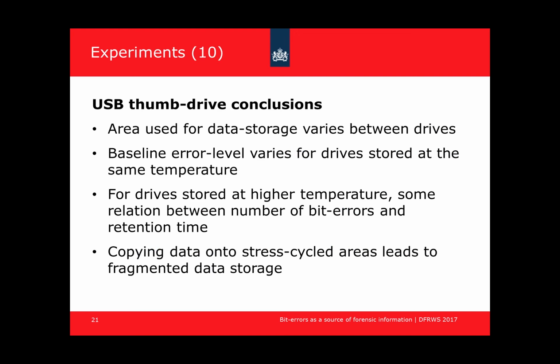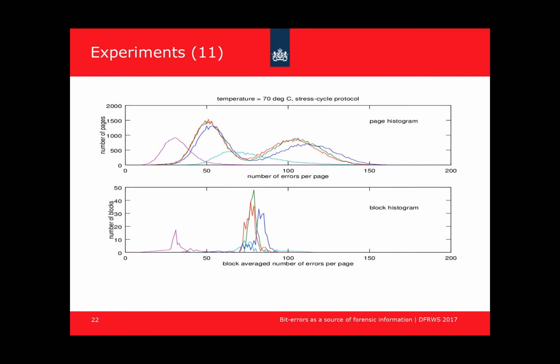So the conclusion is that there are large differences between USB sticks from the same batch, both for the area of data storage and also the baseline error level varies. There appears to be a slight relation between the time at which files are copied onto the drive, and stress cycling does something because of the area which is used.